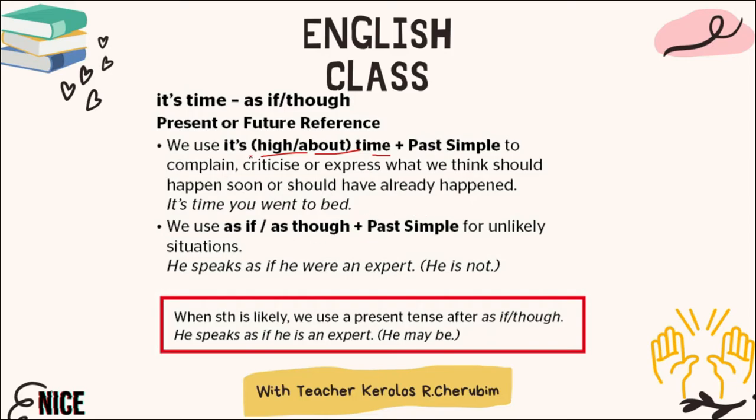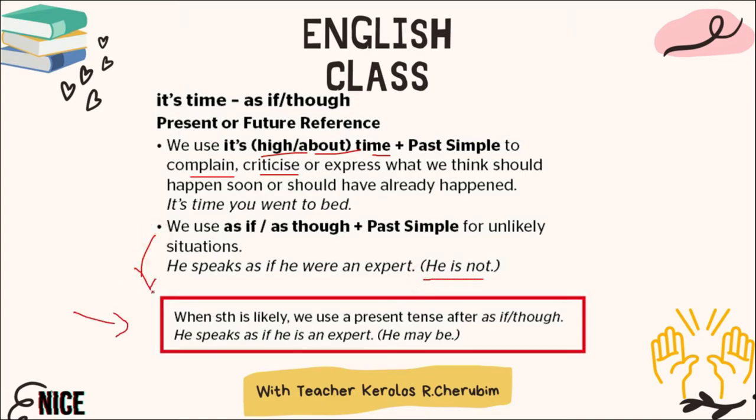You got that? So we use it is high time or it is about time to talk about criticism or to make a complaint. Next, we use as if or as though plus the past simple for unlikely situations, situations that might not happen, like the previous one at the beginning of the session, where he imagined himself being hit by a lorry. He speaks as if he were an expert. That means he's not an expert. He's just a noob.